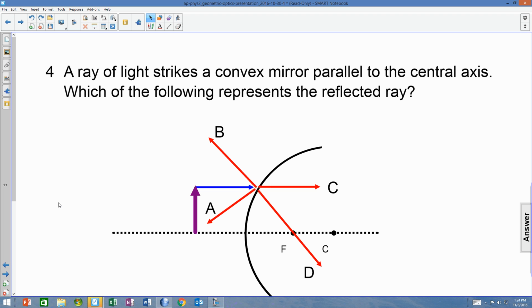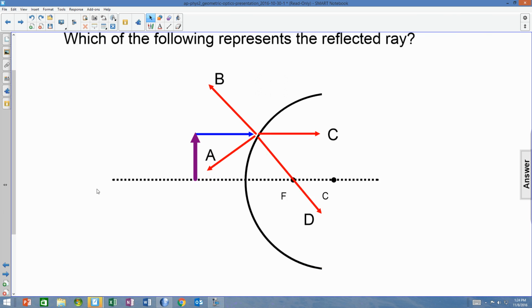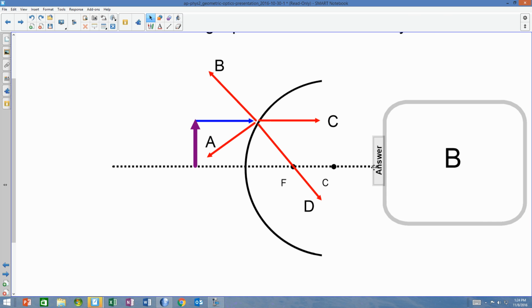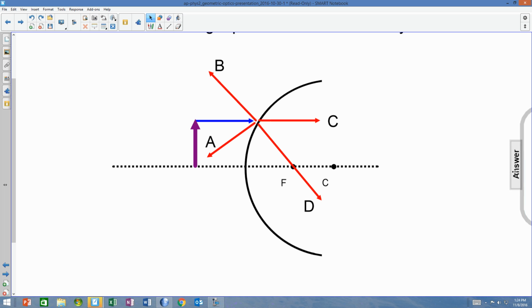A ray of light strikes a convex mirror parallel to the central axis, or the principal axis. Which of the following represents the reflected ray? Is it A, B, C, or D? Okay, let's check your answer. Hopefully you chose B.